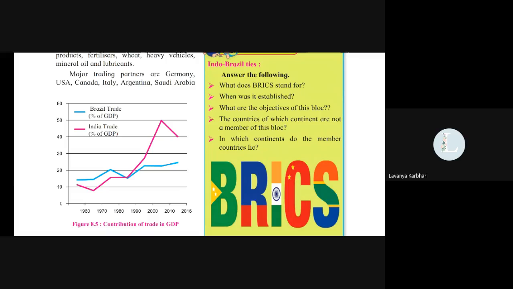The countries of which continent are not a member of this block? Okay, America, we can say. North America. So this continent is not a part of this block. In which continents do the member countries lie? Basically, Brazil is in South America, Russia is in Europe and Asia, India is in Asia, China is in Asia, and South Africa is in Africa. So these countries are in different continents.